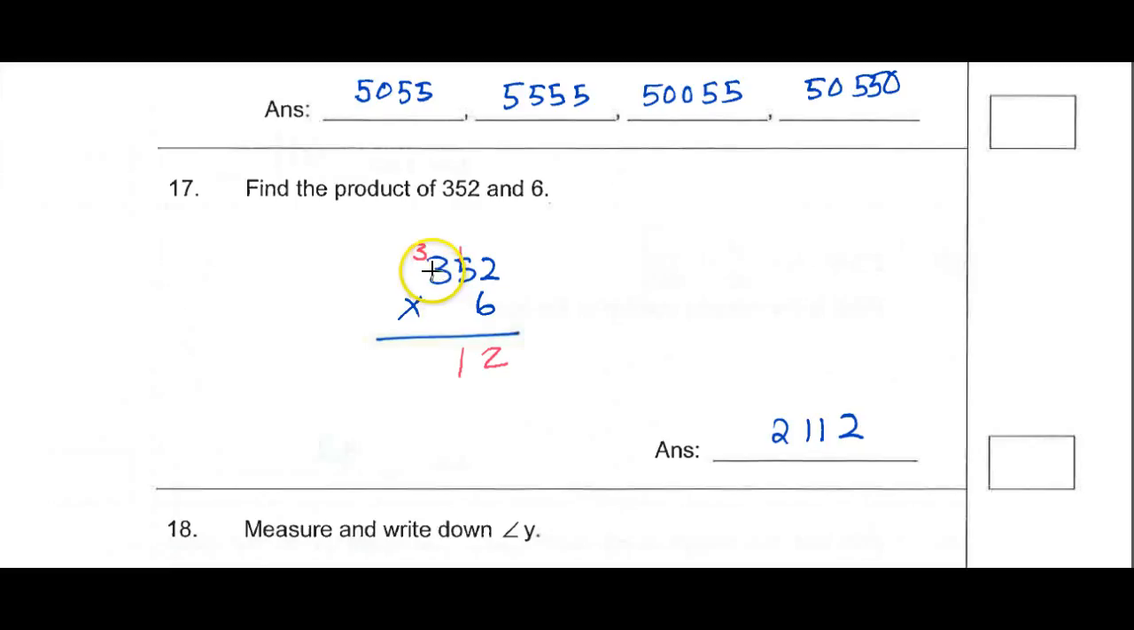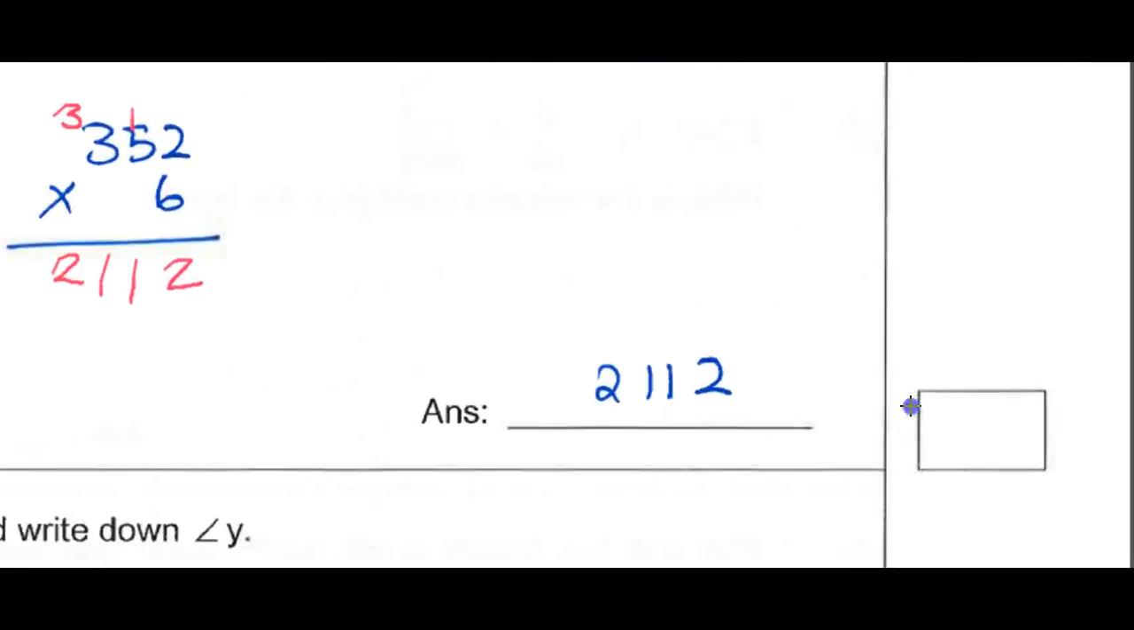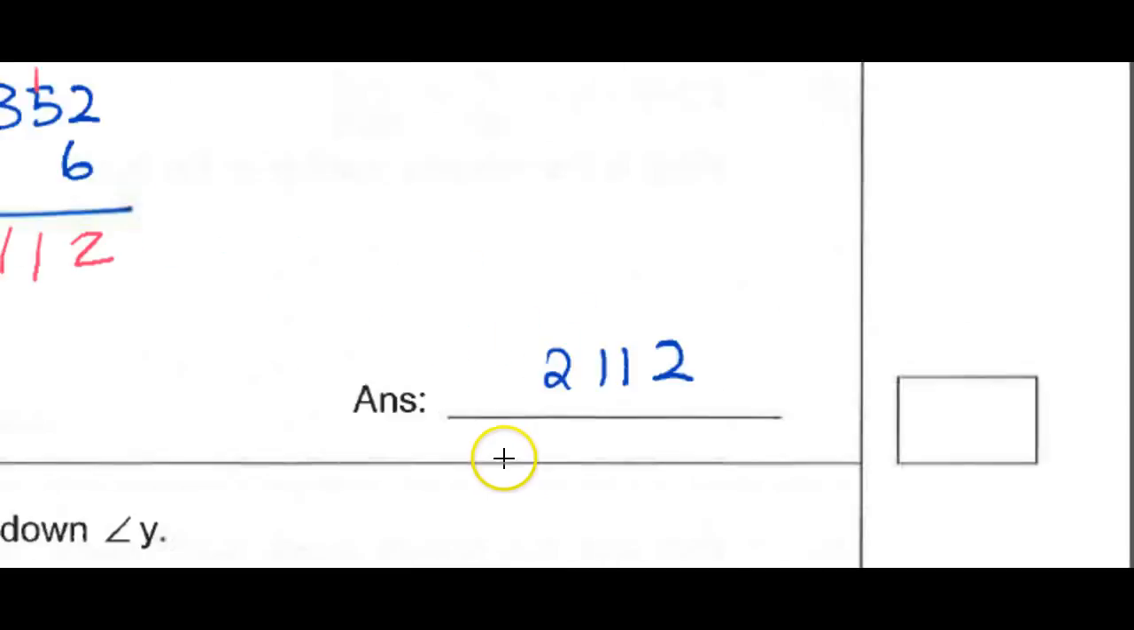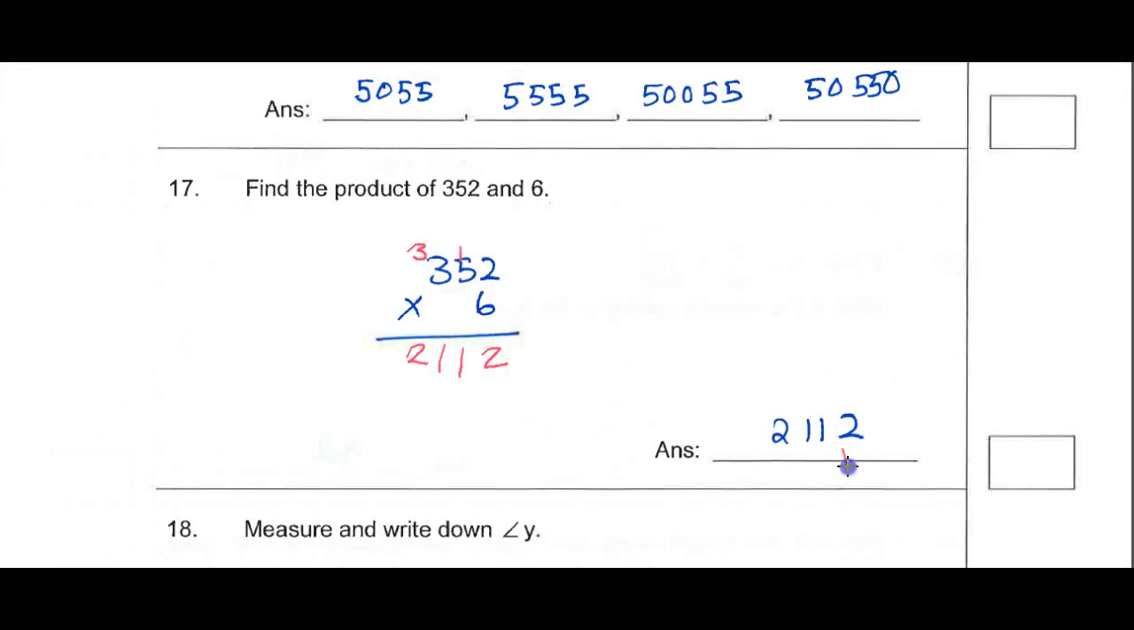Now 300 times 6, right? Or 3 times 6 is 18. 19, 20, 21. So you put 21 over here. You should be able to get 2 marks for that. Let me get it out again. Problem with this thing. All right, carry on.